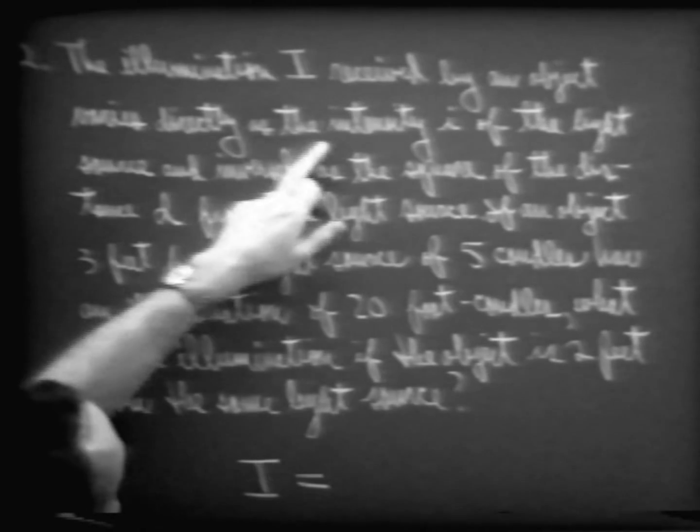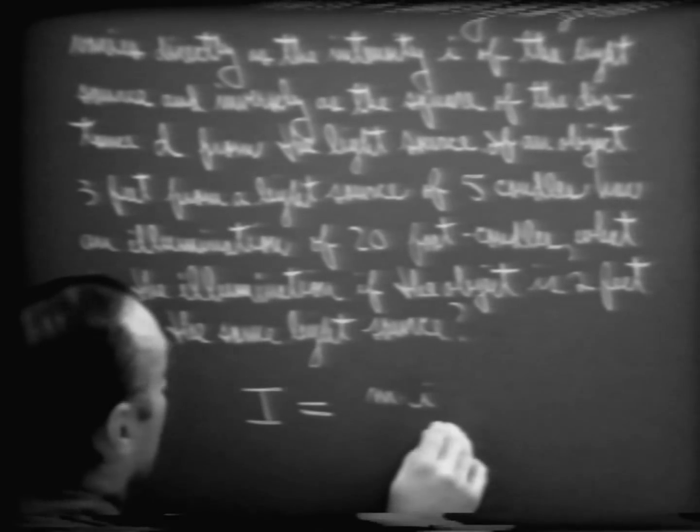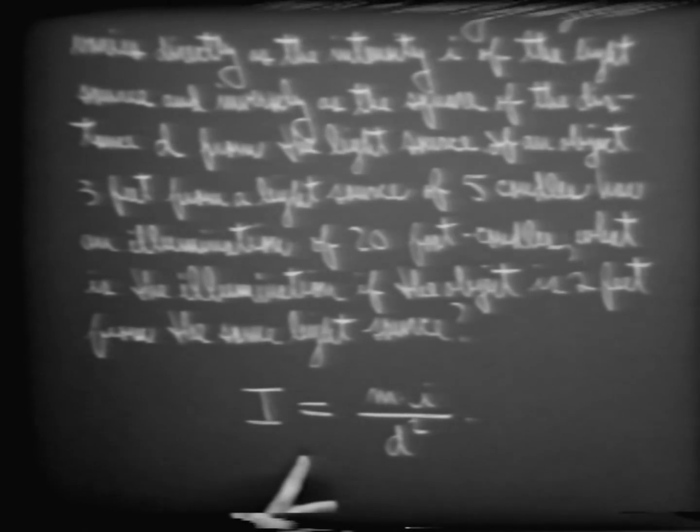It varies directly as the intensity little I. So who then can interpret that algebraically, Bud? M times little I, and inversely as the square of the distance D. And what then can you say? Over D squared. Everybody agree with that? In which this then is our sentence.